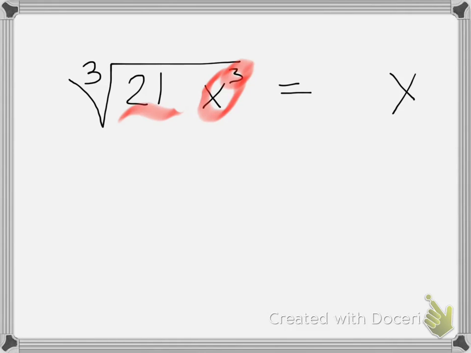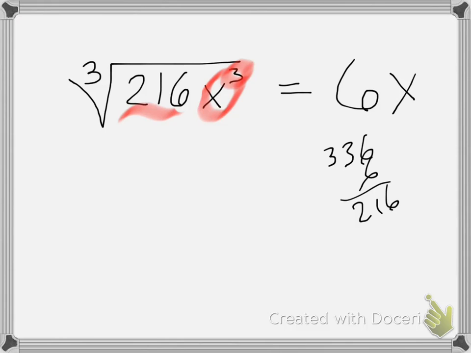Let's change this to a 6, 216. Let's see, 6 times 6 makes 36 times 6. Yeah. So that would be a perfect cube of 6. So I know that 6 is in my answer. So my answer is 6x.